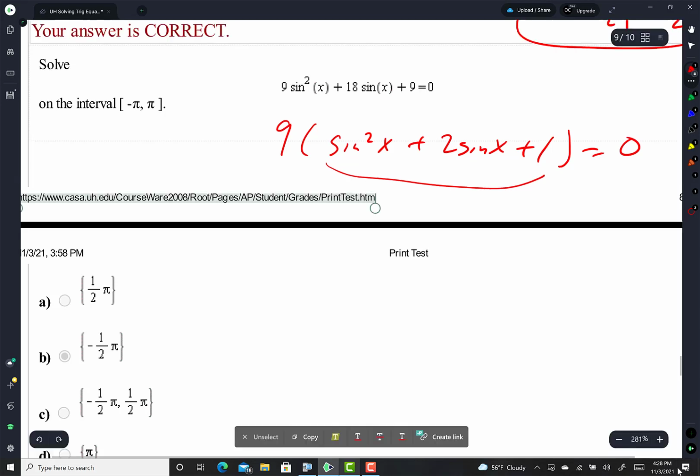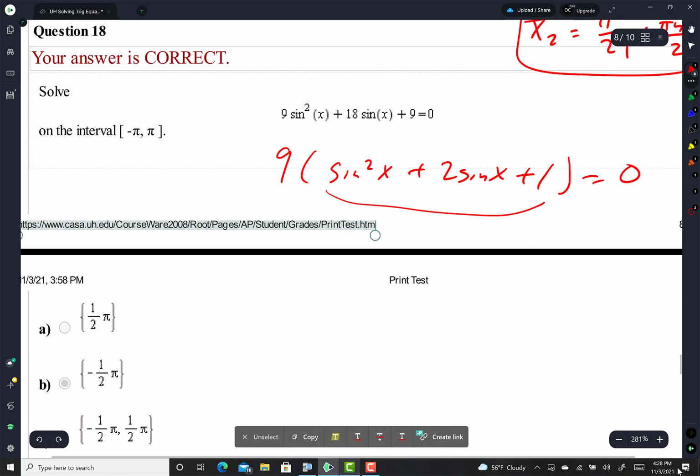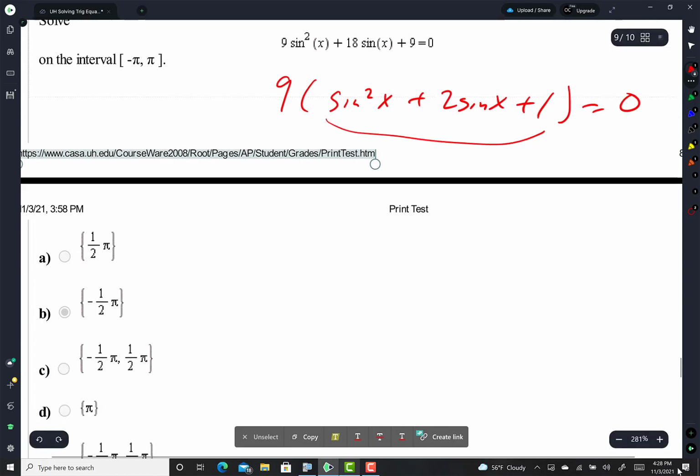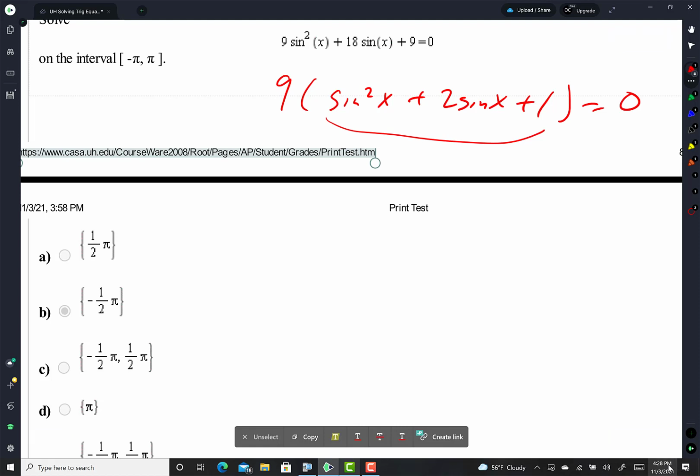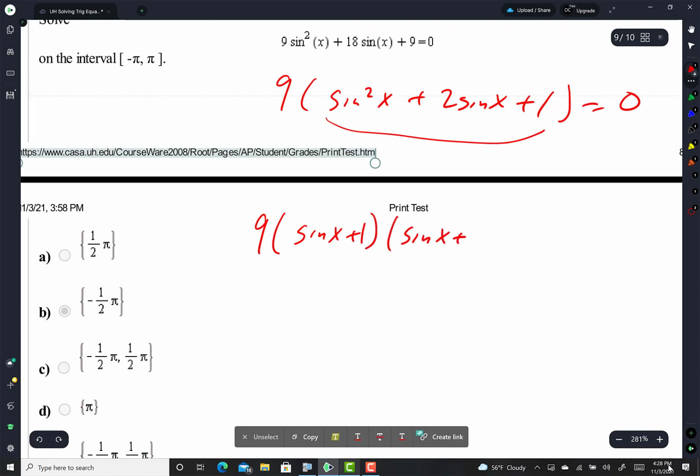Oh, I think it's always going to go in for question 18. Yeah, so check it out. So go to it. I bet you it is. So it's part of the programming. And then on this one, I'm just kind of, is there a number that when you multiply gives you 1 but adds up to 2? Yes, 1 and 1. So 9 parentheses sine x plus 1, close, open, sine x plus 1, close, equals 0.